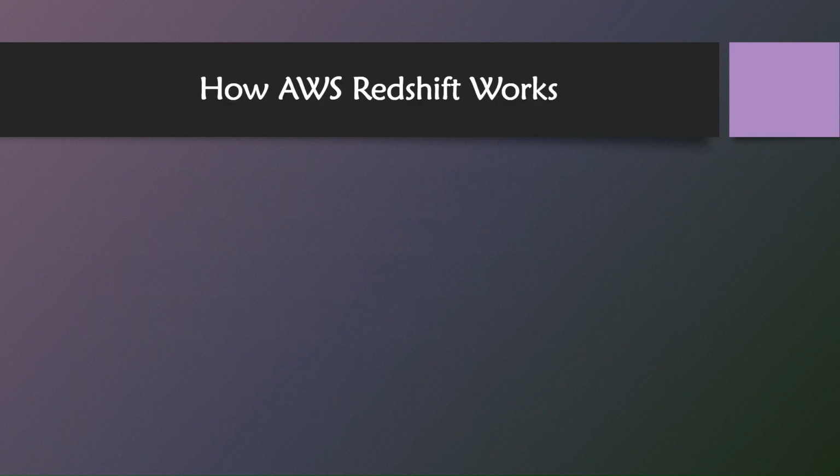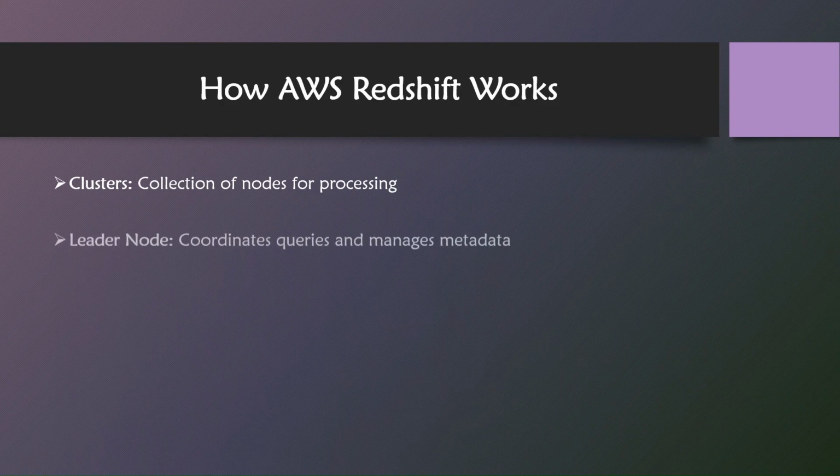So let's understand how Redshift works. First thing here we have is a cluster. That means, as already told, it's a collection of nodes for processing. AWS Redshift operates through a collection of nodes that are grouped together in a cluster. A cluster is the fundamental unit of Redshift that handles data storage, processing, and querying. Each cluster consisting of multiple nodes allows Redshift to scale horizontally by adding more nodes as needed to handle large workloads and data volumes.